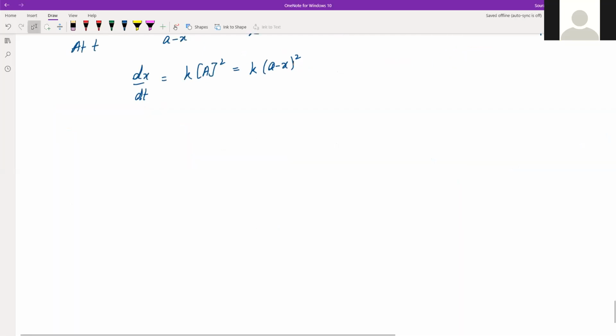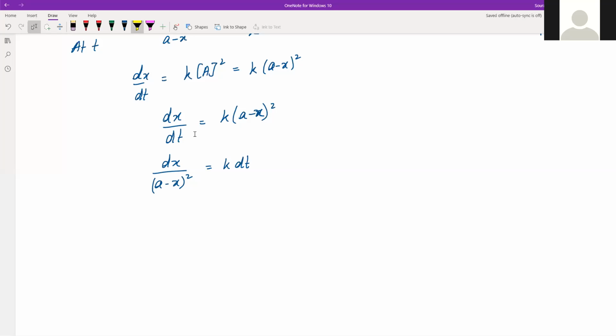So now we have to simplify this using integration. So dx by dt is equal to k into a minus x whole square. Again, separate the variables. So dx over a minus x whole square is equal to k dt. Now what do we have to do next? We have to integrate it. So integrate this. Right. So what will we get now? This is actually a 1 by x square form.